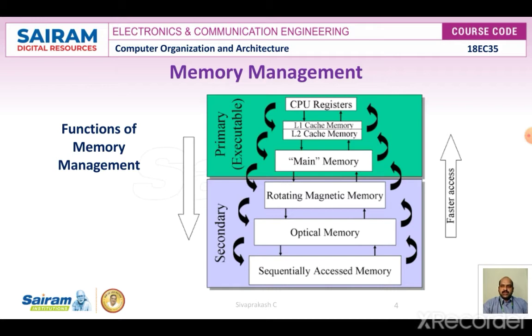What are the functions of memory management? Already we have come across the hierarchy of memory. Here the memory hierarchy has been shown. Always at the topmost position, registers are going to be there. Next to that, cache memory, 2 levels: primary level cache memory and secondary level cache memory, L1 and L2. Both cache memories are present in between the main memory and the CPU registers.